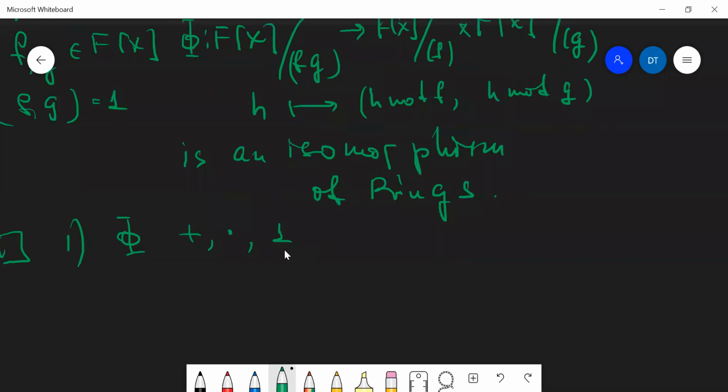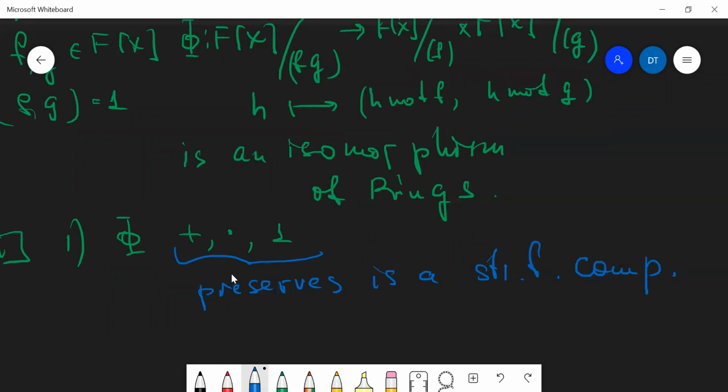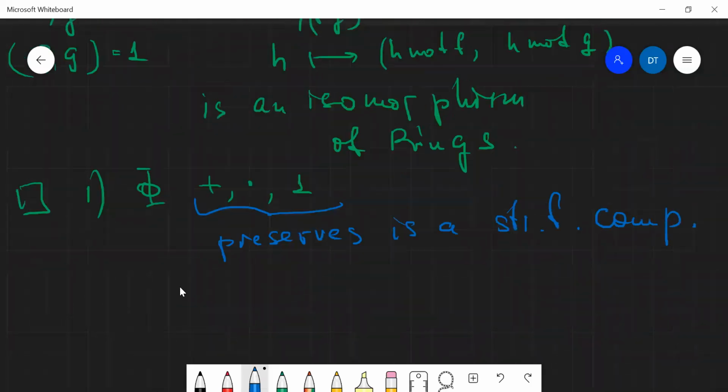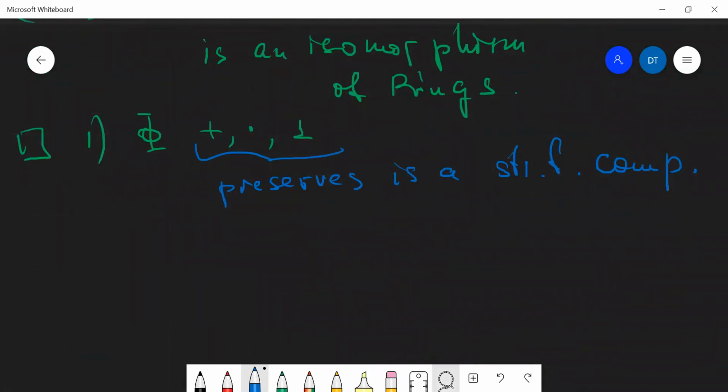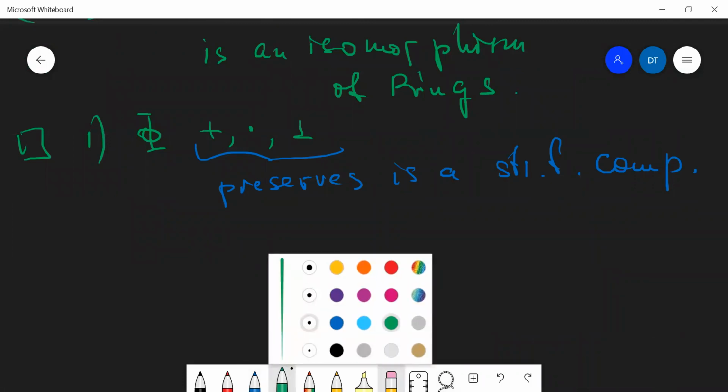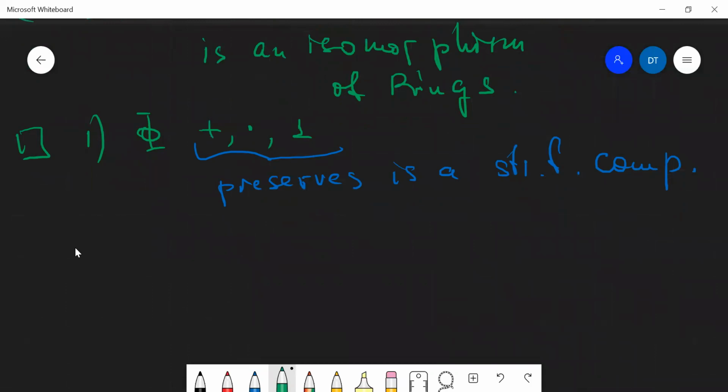Well, it's a straightforward computation, actually, that addition and multiplication are preserved here. And I want to skip this. So the fact that phi preserves these things is a straightforward computation. And actually the proof of this fact is exactly the same as it was in the case of integer numbers. So I think it's not worth wasting our time doing this again.